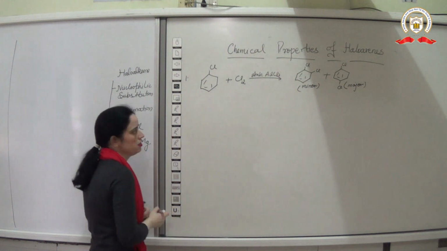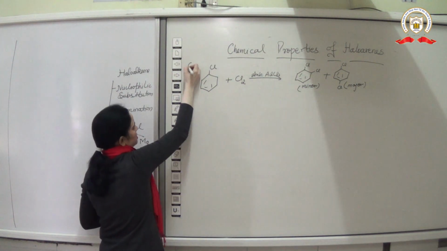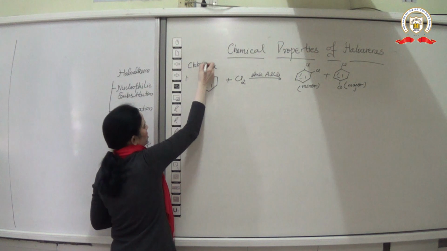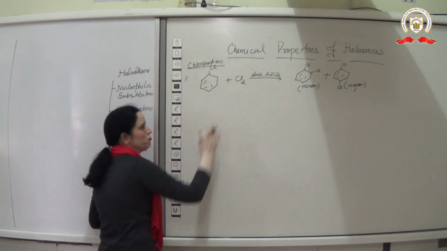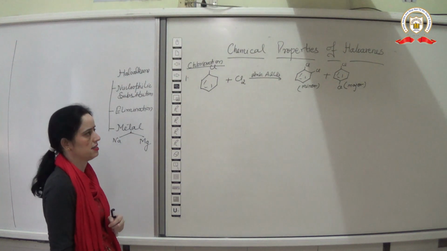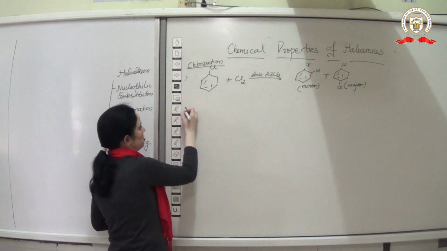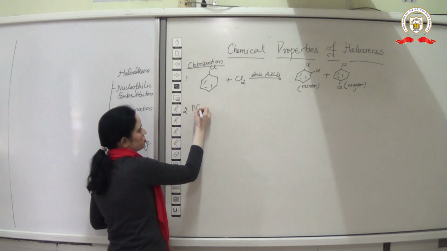So halogenation using chlorine gives it the name of chlorination. It takes place in presence of which anhydrous? AlCl3. Now the second one. Second is nitration.